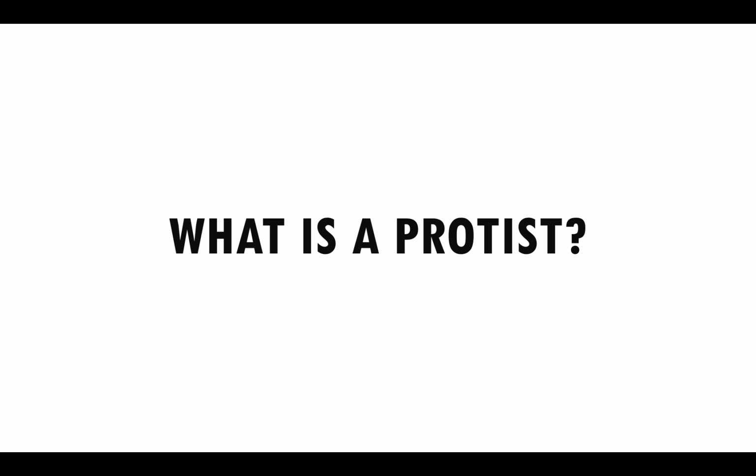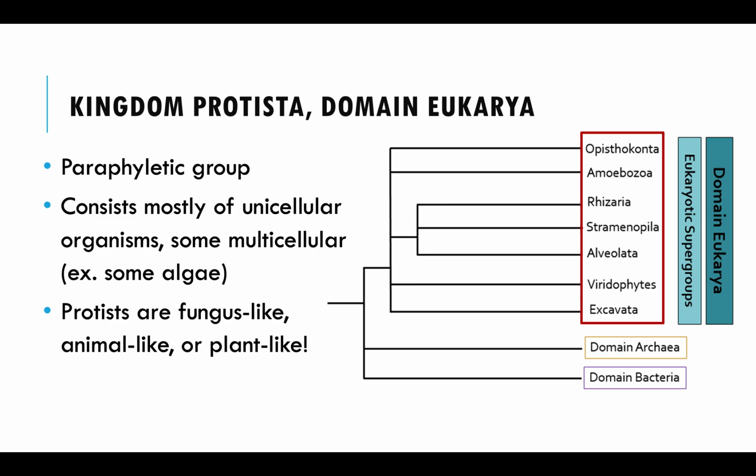So now we're going to talk about protists. So what is a protist? Well, this is a paraphyletic group. So it has multiple ancestors here. We primarily have unicellular organisms, some multicellular organisms. For example, algae are multicellular. Protists can be fungus-like, animal-like, or plant-like.